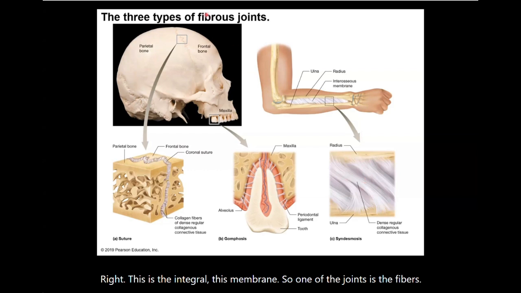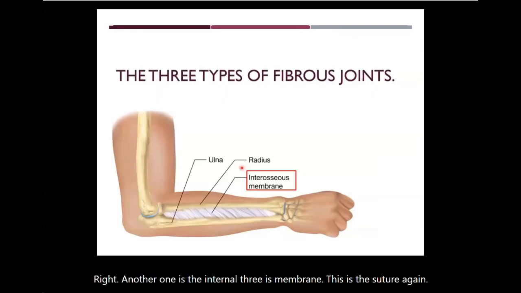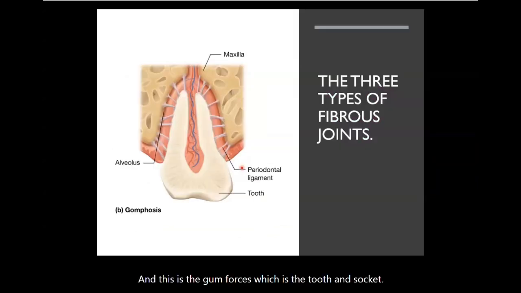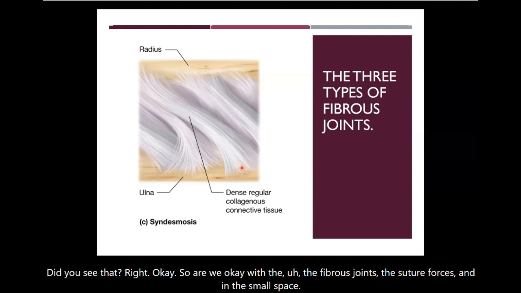So one of the joints is the fibrous joints. The fibrous joints have three types, right? One is the suture, right? Another one is the interosseous membrane. This is the suture again. And this is the gomphosis, which is the tooth and socket. This is syndesmosis, which is the interosseous membrane, okay? By the way, everything that we saw here is in this table. Did you see that? Right?